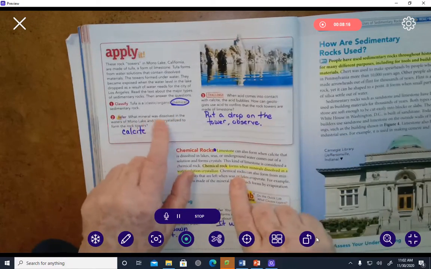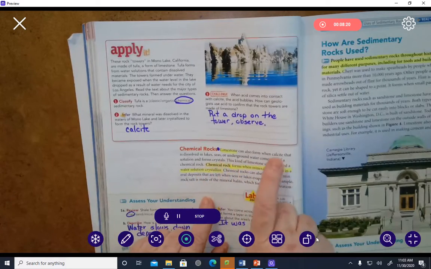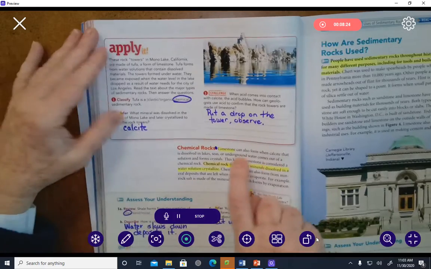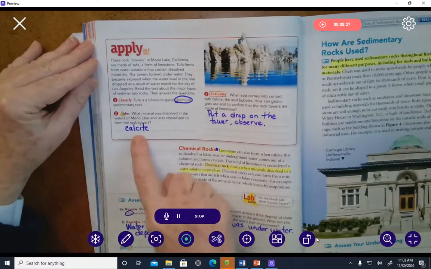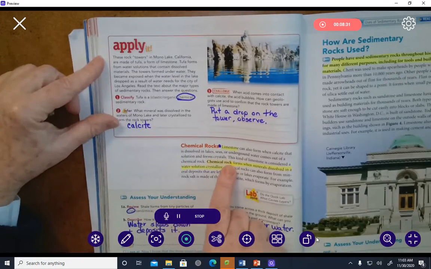In what mineral was dissolved? Once again, down here, it talks about when calcite, and over when it was organic, it talks about the mineral calcite. Right here in the first line, I don't have to be a whiz, I just have to be willing to go down into the information and find it.